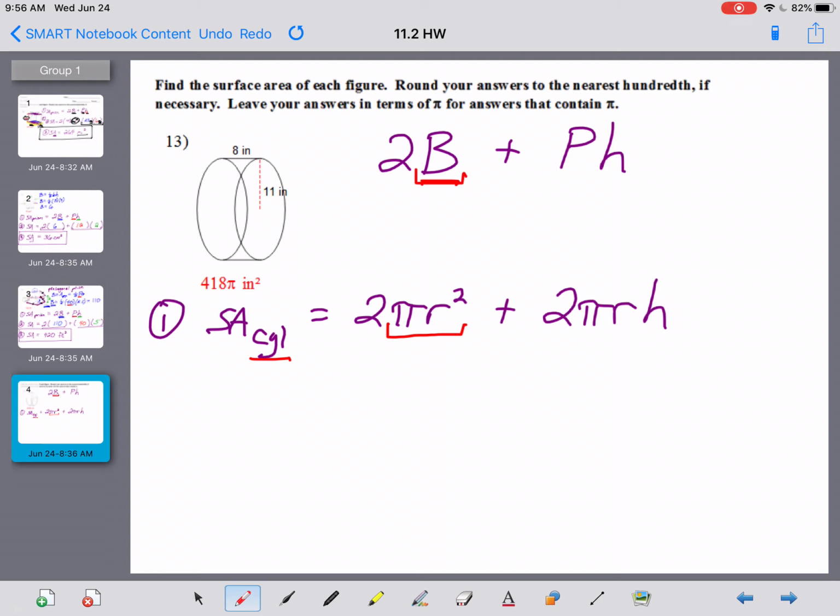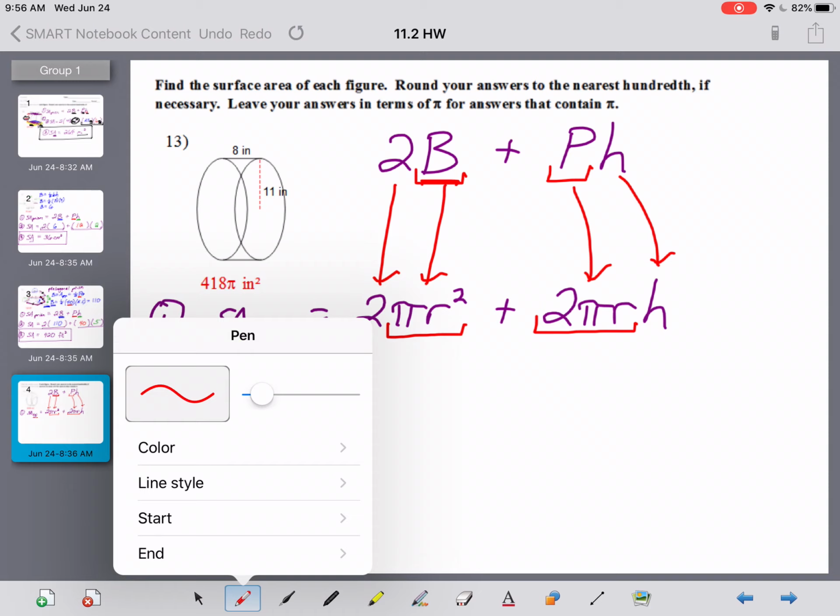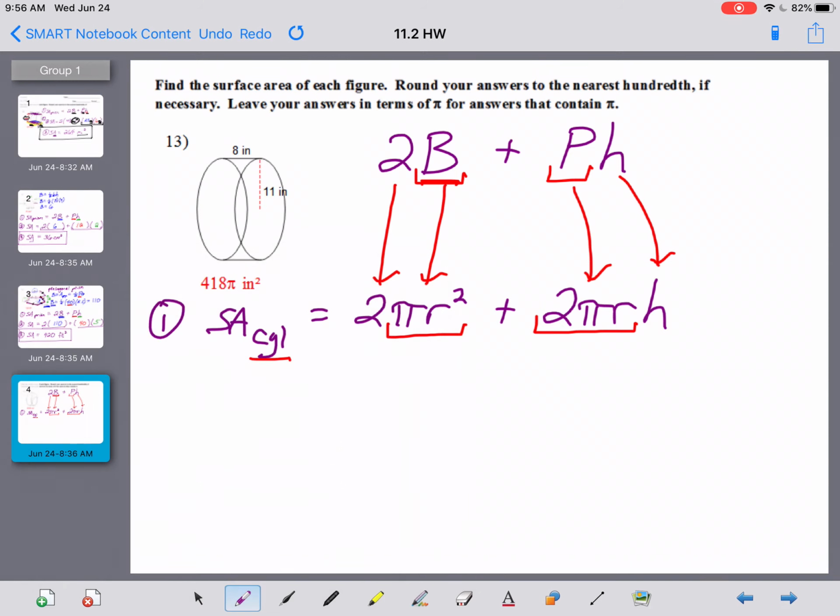The capital P here means perimeter of the base, but here, in a cylinder, your bases are always circles, and the perimeter of a circle is called circumference, and that formula is 2 times pi times r. You can see this 2 just comes straight down, this h just comes straight down, the capital B gets replaced by pi r squared, the capital P gets replaced by 2 pi r. And nobody really cares about that, but it's really the same formula. All right, step 2, let's fill in what we know.